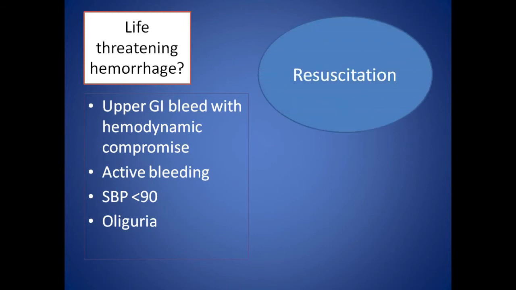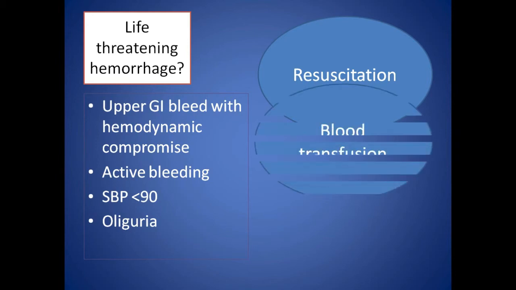Okay, so the first thing, resuscitation. Go by your airway, breathing, circulation. If the patient is drowsy, going to collapse, or potentially going to collapse, you need to secure the airway, you need to put him on oxygen, and you need to deal with his circulation. Of course, he will need blood transfusion, but by then you can start giving him fluids.